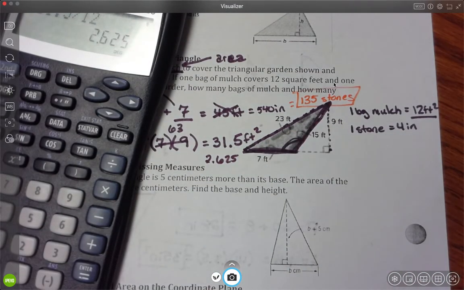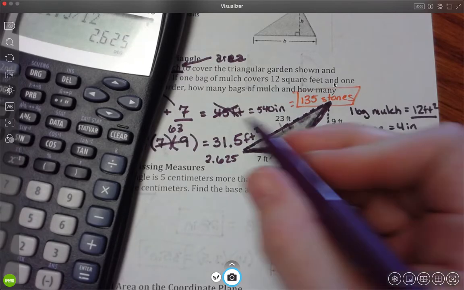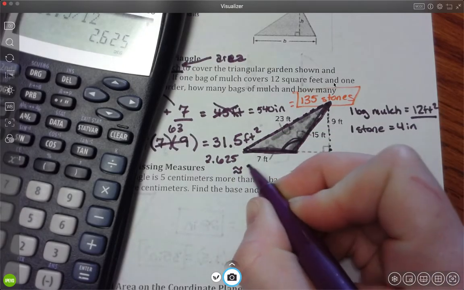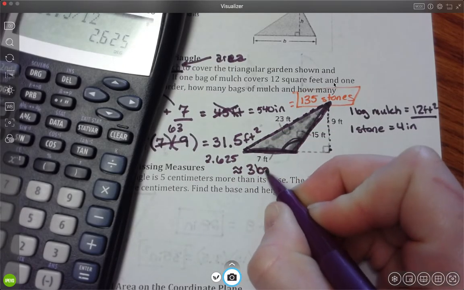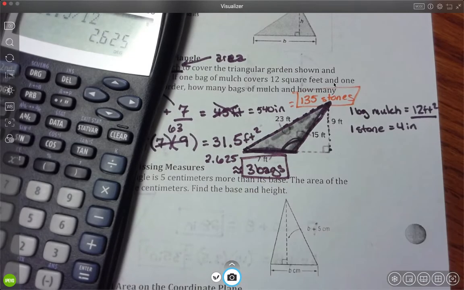But if I walk into a store, they're not going to allow me to buy 2.625 bags, so I'm going to round that up to 3 bags. That is how many bags of mulch I'm going to buy. Okay, so that answers that question.